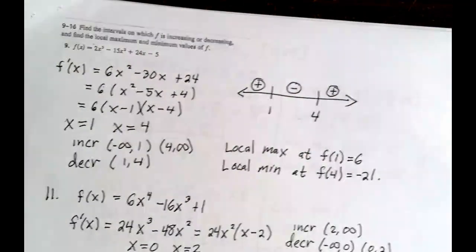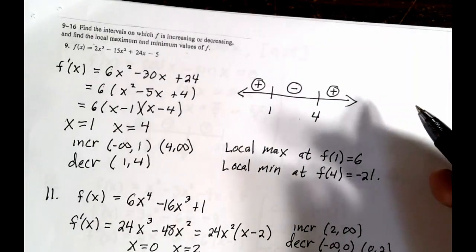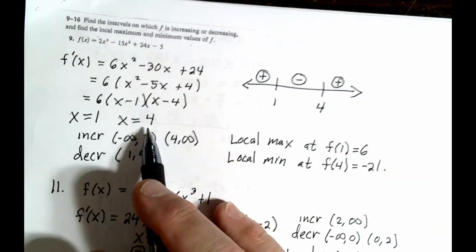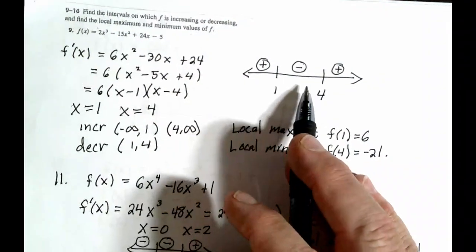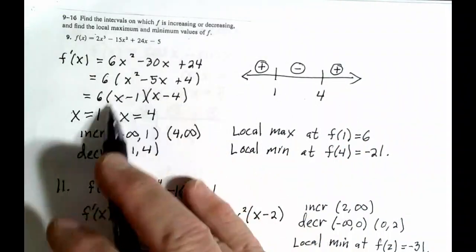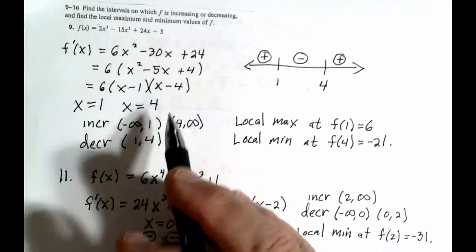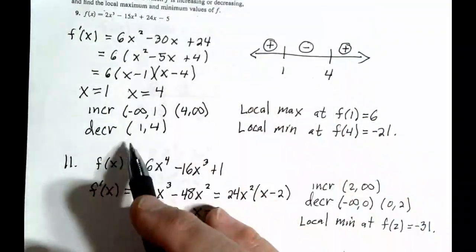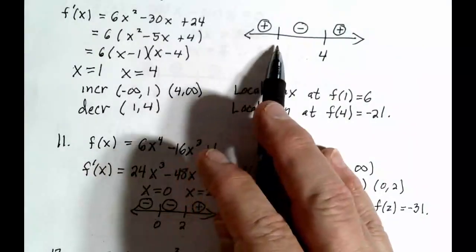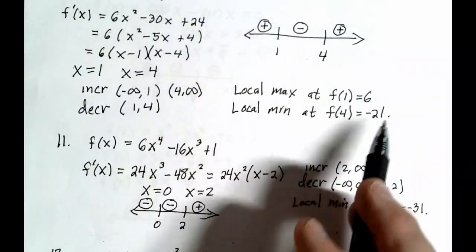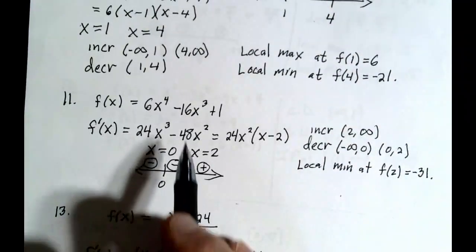Alright, so now they're just asking you to find increasing, decreasing, and max or min. So you take the first derivative, factor, set it equal to 0, find your critical numbers, divide up your number line, and you check a value in each region with the original or the factored form. And wherever it's positive is where it's increasing. Wherever it's negative, it's decreasing. And you have a local max at 1, 6 actually, and you have a local min at 4, negative 21.